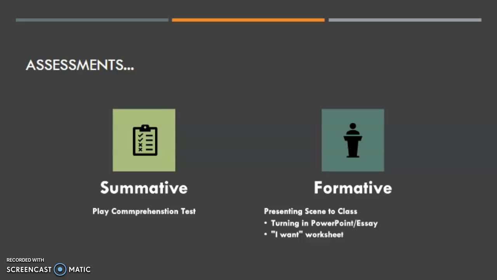Assessments. So for the assessments, I have the summative and the formative. So I have play comprehension test, and then I have presenting the scene to the class. So they will be using their I Want worksheets to actively show in class what they have learned and the beats that I have provided them with, or that they have picked out. And then they will also be turning in their PowerPoint and essay to me and their I Want worksheet.